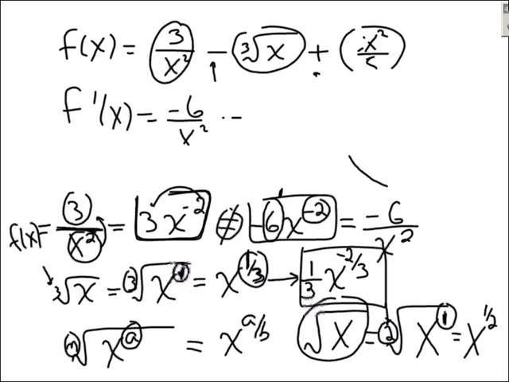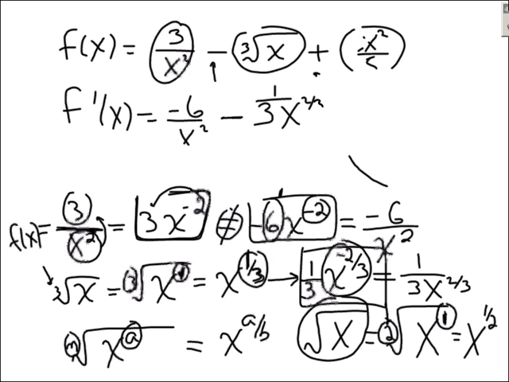Now final answers should not have negative exponents. The exponent of 1 is 1. The exponent of 3 is 1. The exponent of x to the negative 2 is negative, and it's in the numerator, so I put it in the denominator and I make it positive. So it's negative 6 over x squared minus 1 over 3 x to the 2/3 power.